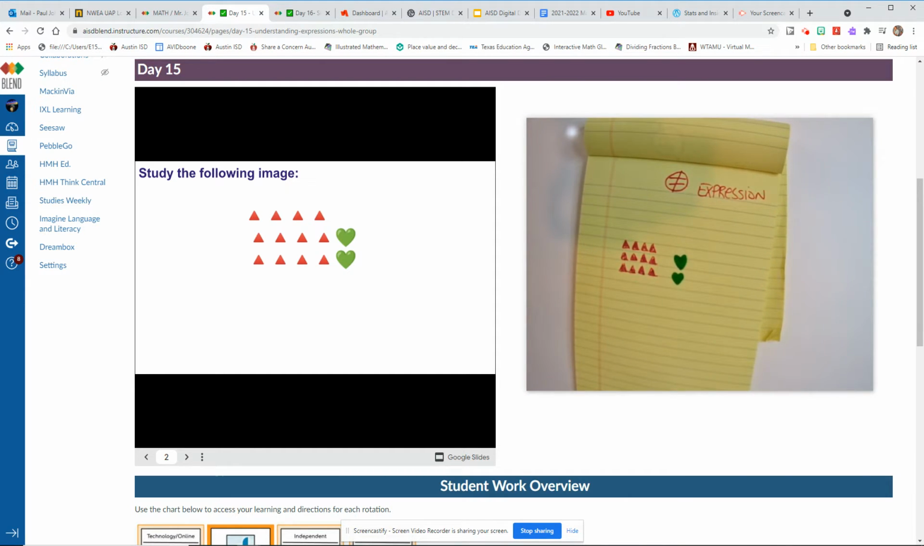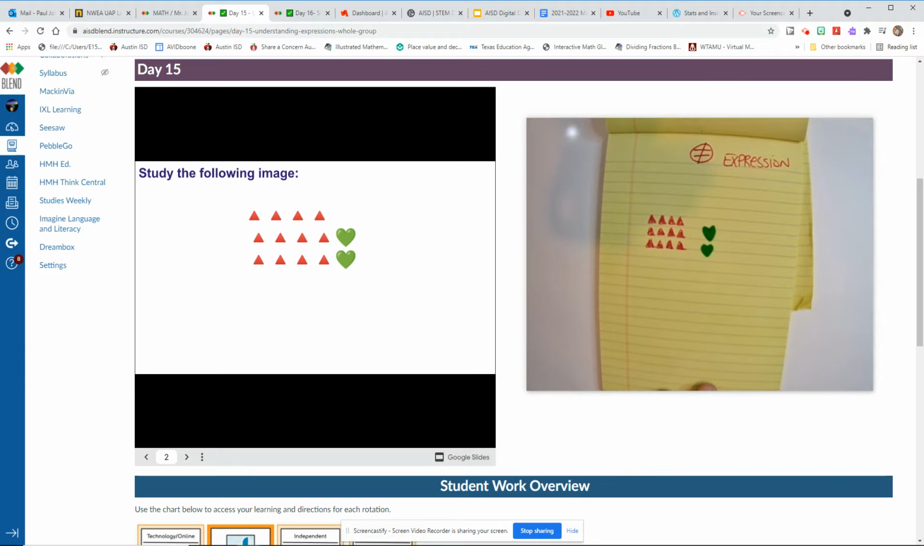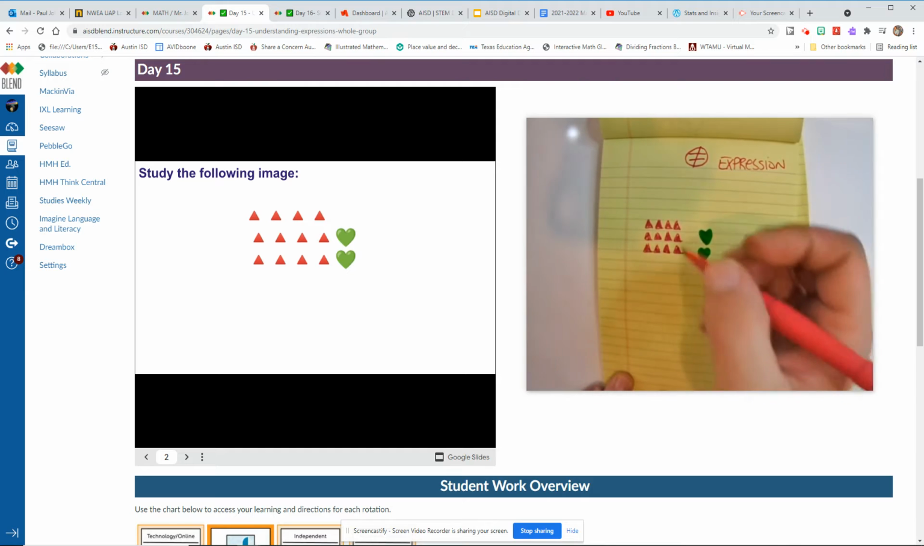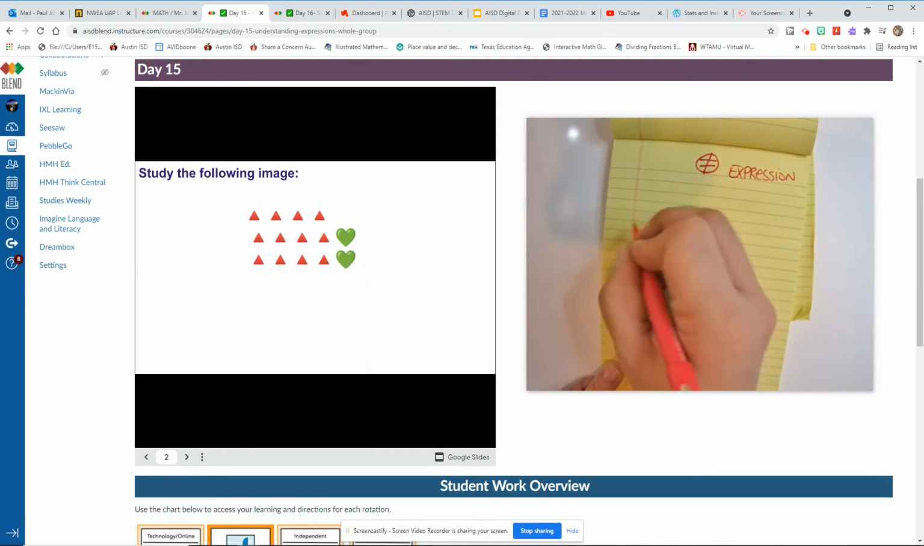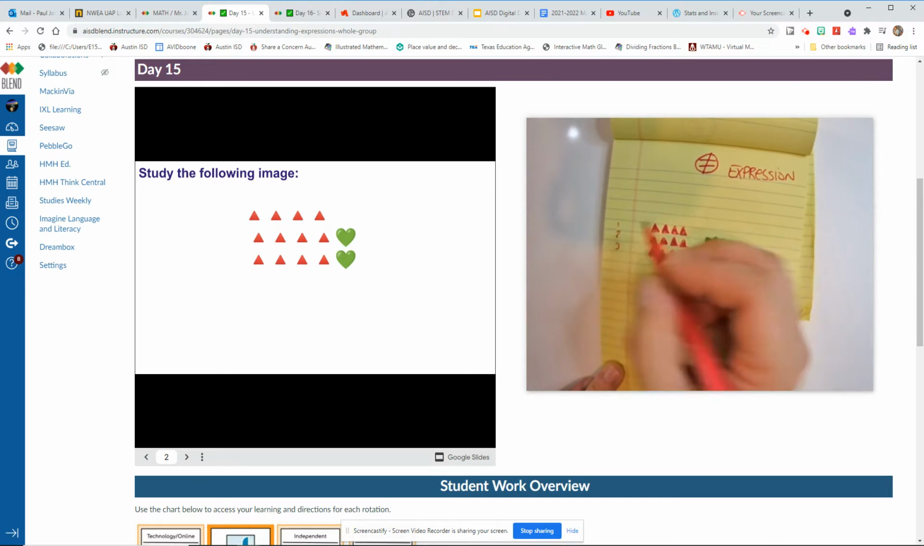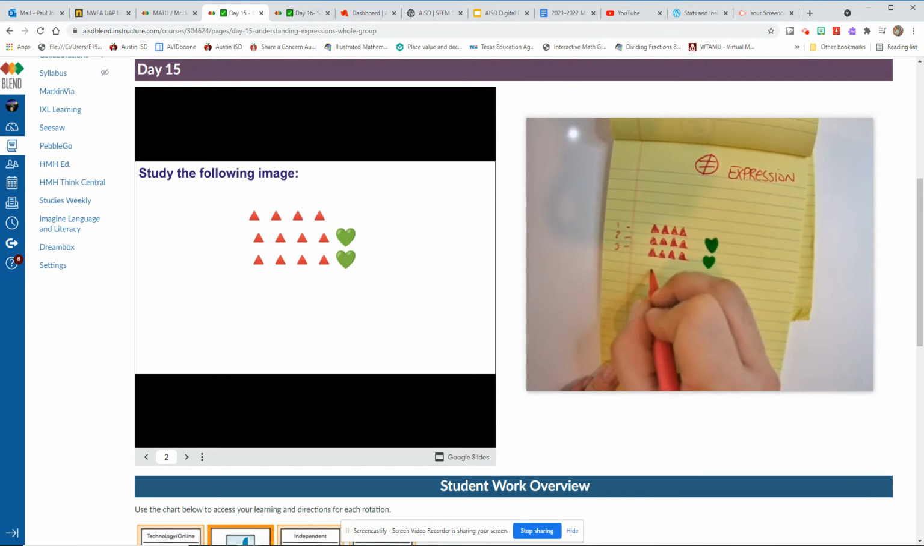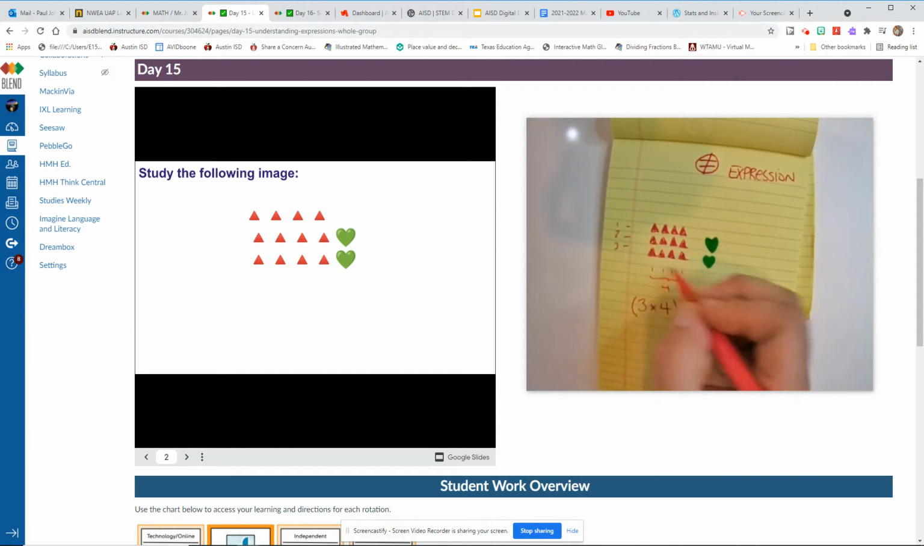Alright, so we could make all sorts of expressions. For instance, right here, I see 1, 2, 3 groups of 1, 2, 3, 4. 3 groups of 4. So to me, that almost looks like 3 times 4. And the answer to 3 times 4 is 12. So that would match my 12 triangles that I'm looking at.